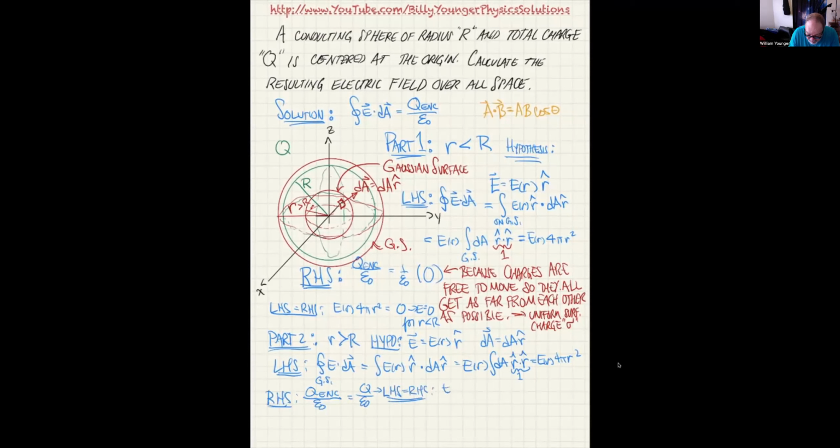and we get E of R times 4 pi R squared is equal to Q over epsilon naught, which gives us simply E is equal to 0 for R less than big R, and it's equal to Q over 4 pi epsilon naught R squared R hat for R greater than big R. Okay, you can see obviously when I solve for E of R, that's just going to be E of R is equal to Q over 4 pi epsilon naught R squared, and that's exactly what we got.